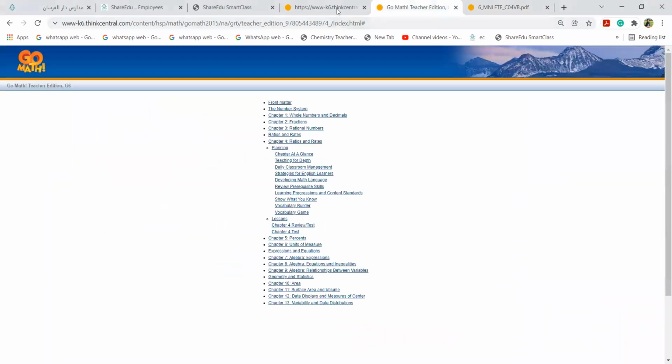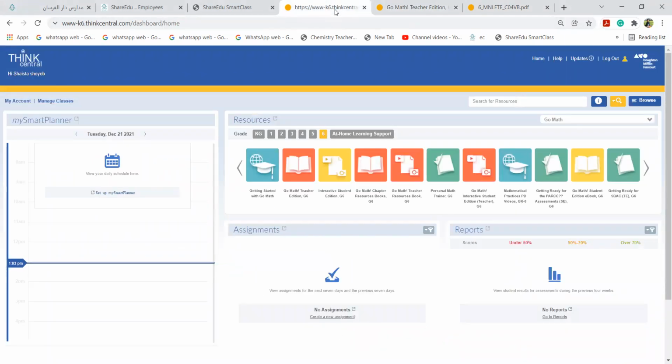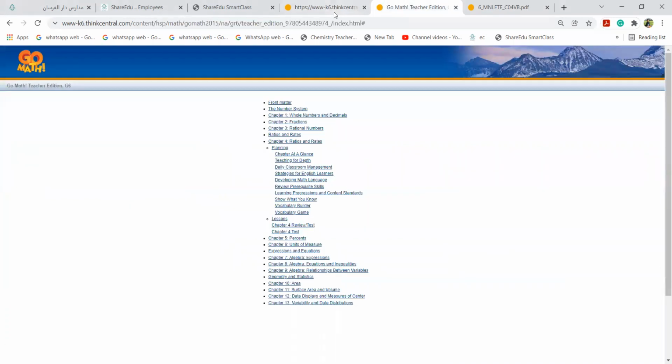Next we have chapter 4.1, 4.2, 4.3. Give me a moment, girls, please. Okay. Let us go to 4.1.